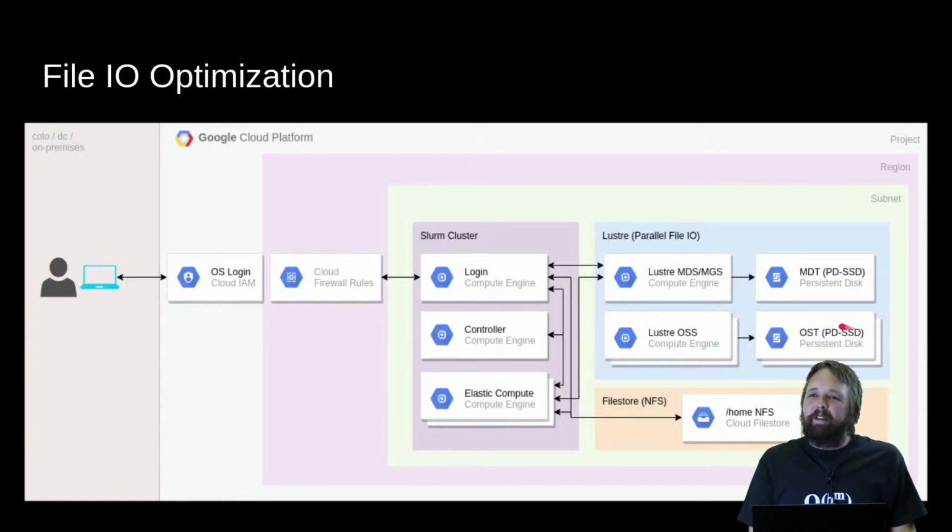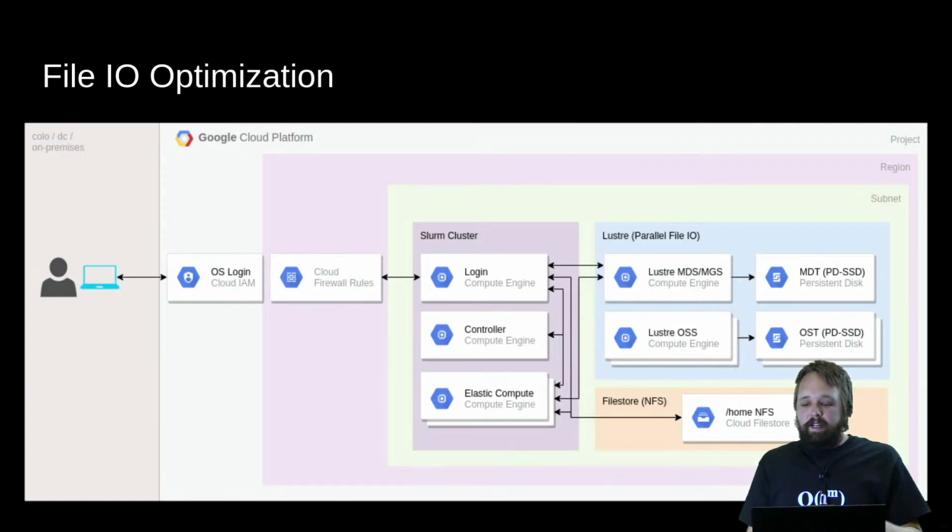I know it says PD-SSDs here. This was just a generic architecture diagram we have. In our particular case for WRF, we're using local SSDs, which are incredibly fast, low latency disks that attach directly to those instances within the Google data centers. So we racked up each of those instances with about 3.5 terabytes of local SSD to get as much performance out of that as we could.